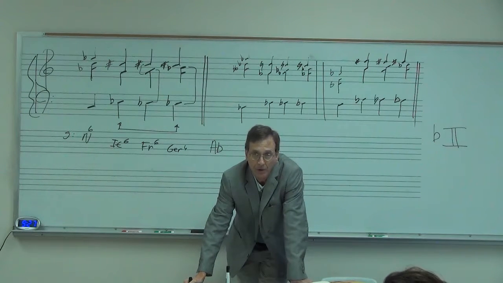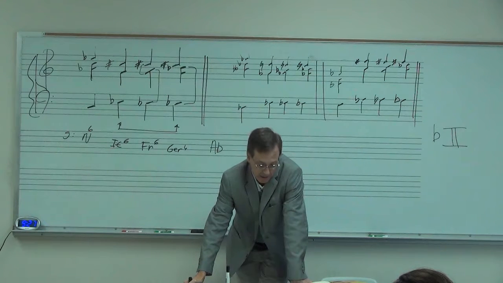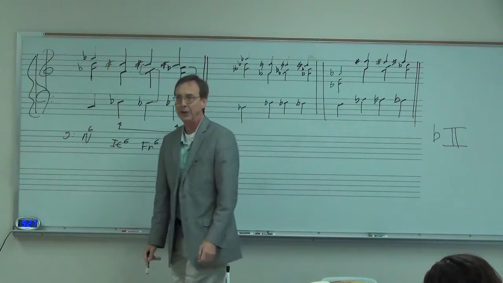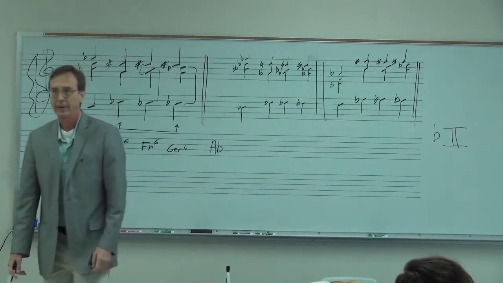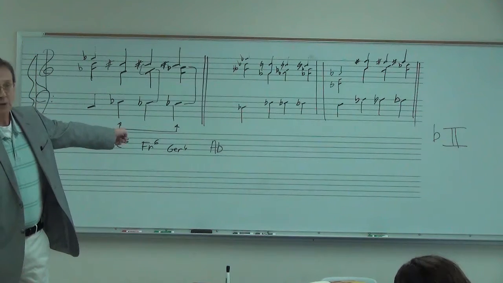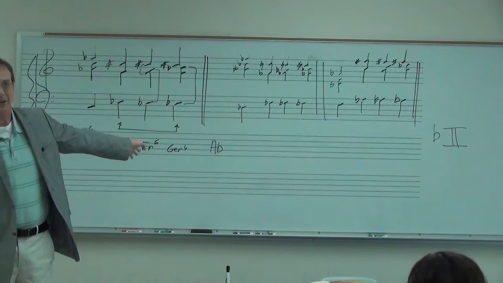Did you understand the directions at all? Do you want me to read them again? So, what are you expected to do? Write the Roman numeral abbreviations: N6, It6, Fr6, and Ger6. Okay? If you write them in other orders, that's okay too. That's just my suggested order.